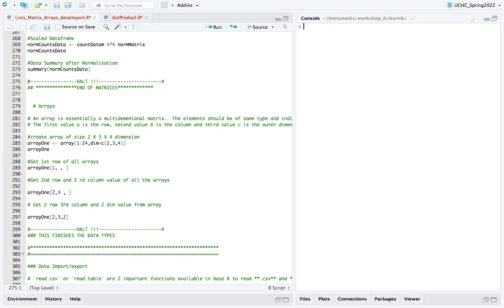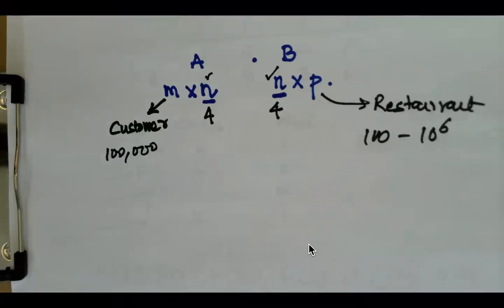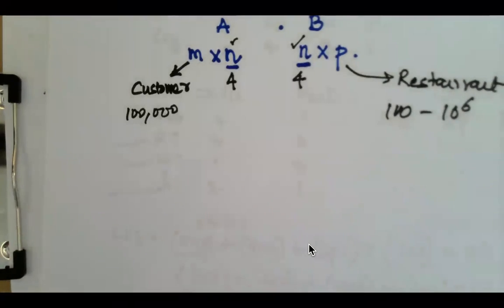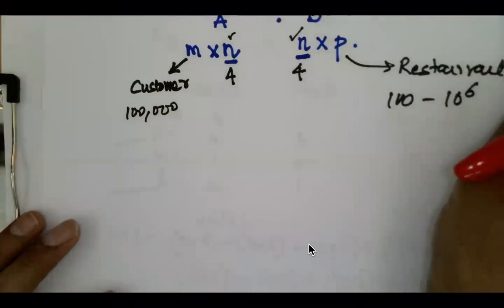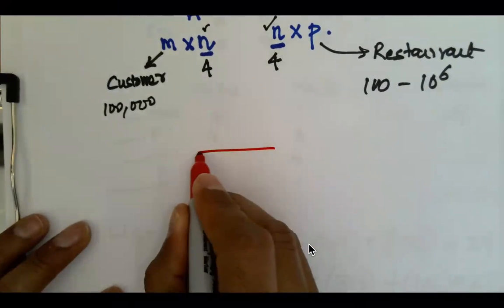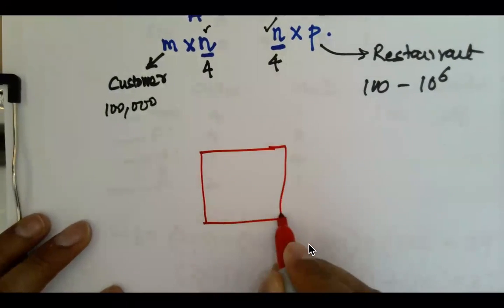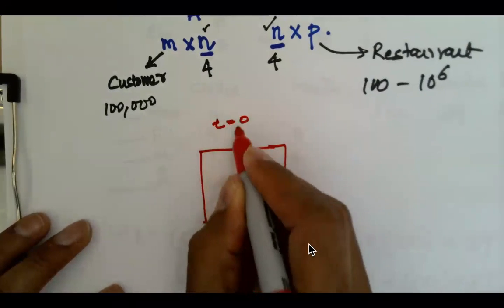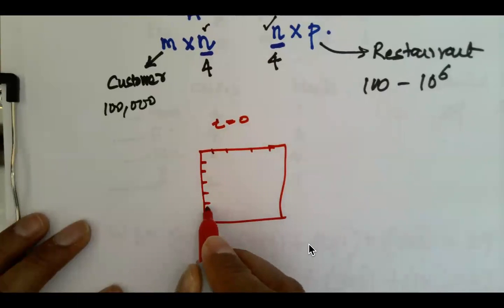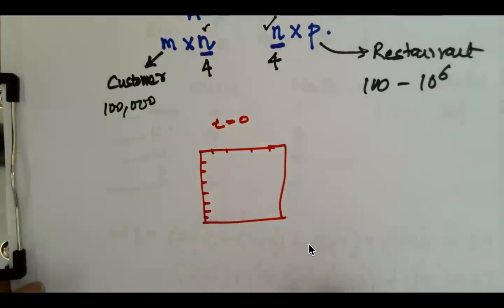Arrays are basically multi-dimensional objects. One of the easy ways to understand this is, let's say we are doing time series data analysis. We have time series data sets. So for time 0, we can have our data. We have a certain number of columns and a certain number of rows. Each row will represent genes or any features we are interested in.